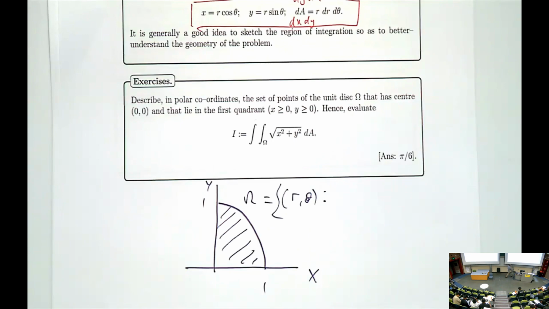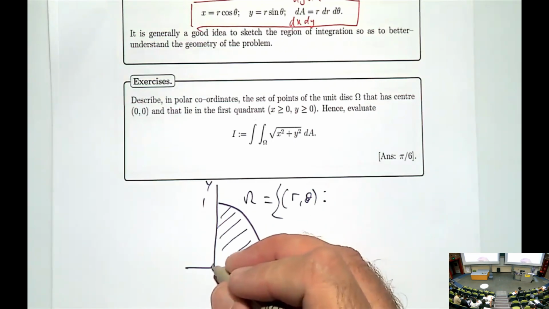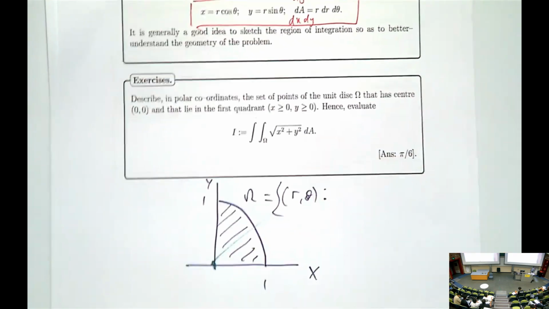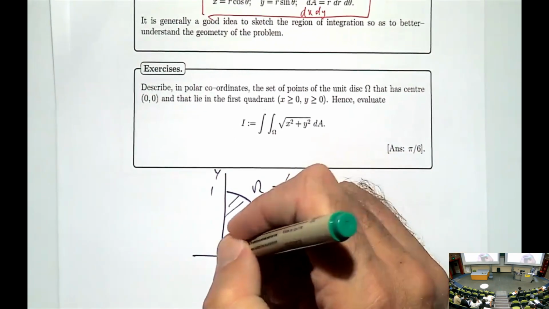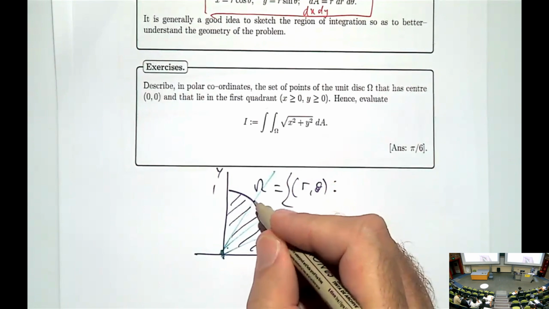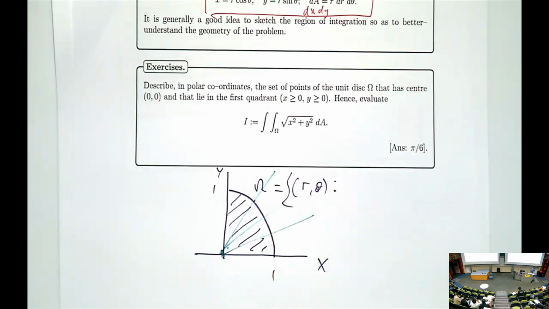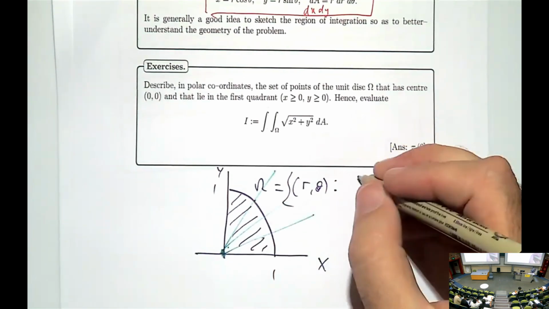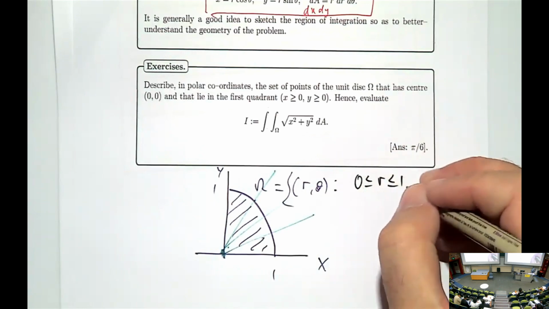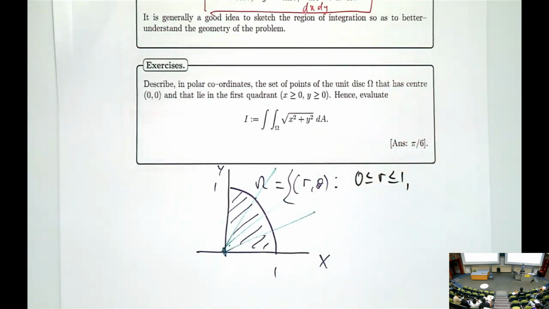Now, building on what I said before about the lines, if you're not sure about the r, start at the origin and just draw a line through the region. It enters at r equals 0 and it leaves at r equals 1. And what about theta? What would the bounds on theta be? 0 to pi on 2, exactly. It's a quarter of a revolution.